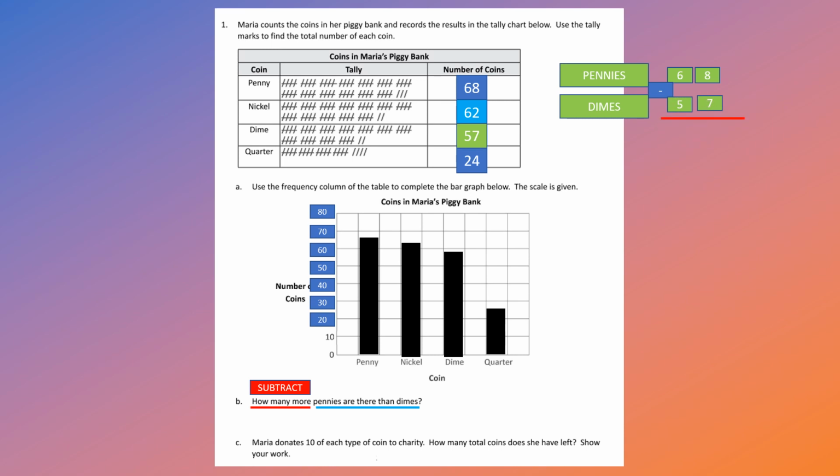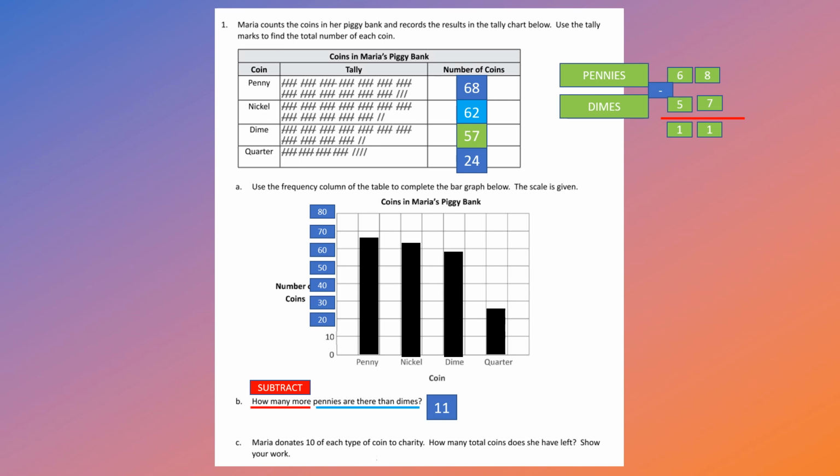All right, now, do I need to borrow? No, because if I start in the ones place, if I hold up 8 fingers and I take away 7 fingers, I have a finger left, which means I can do that. There's no borrowing that needs to be done here. So I'm just straight up subtracting. 8 minus 7 is what? Right, 1. And 6 minus 5 is, correct, 1 also, which means that there are 11 more pennies than dimes.